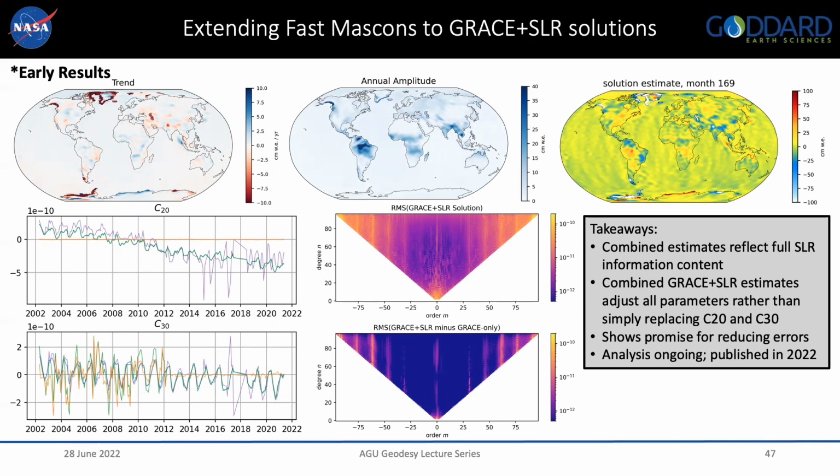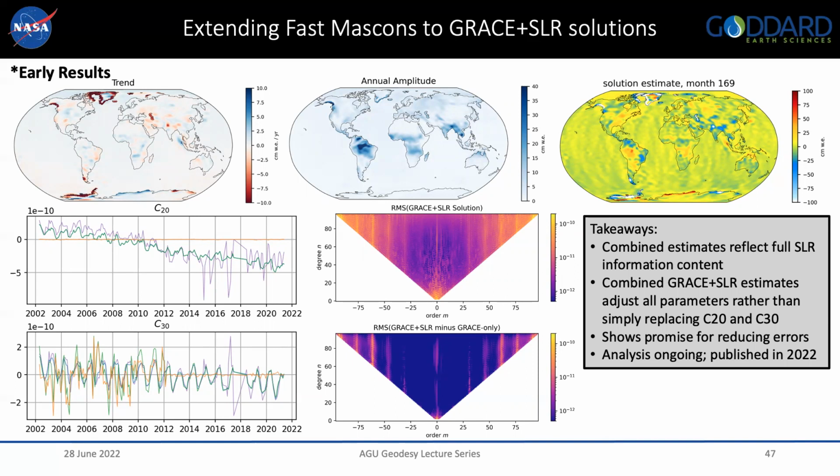Along the top, you can see that the trend and the annual amplitude recovered in the combined solution look like what we might expect. This is doing a very good job. We can also see an example month from GRACE follow-on data. The takeaway message here is that we are performing as we might expect, but with slightly reduced errors, which is great.